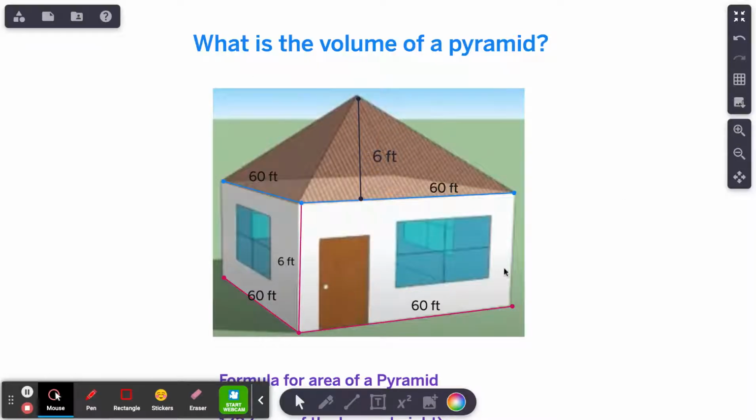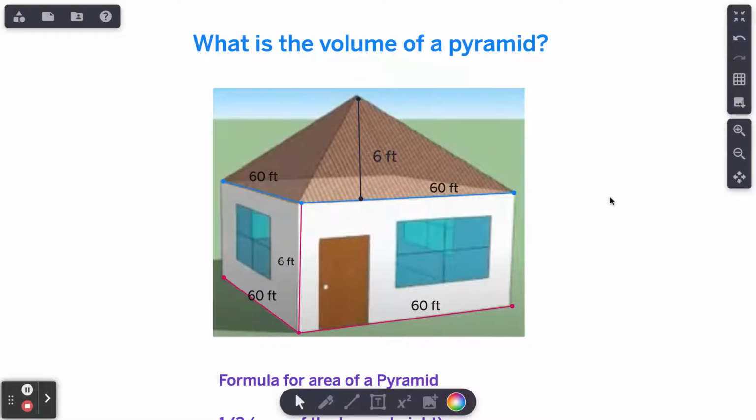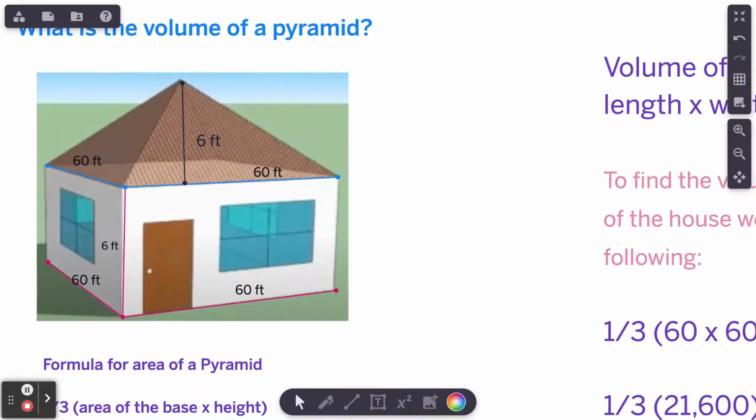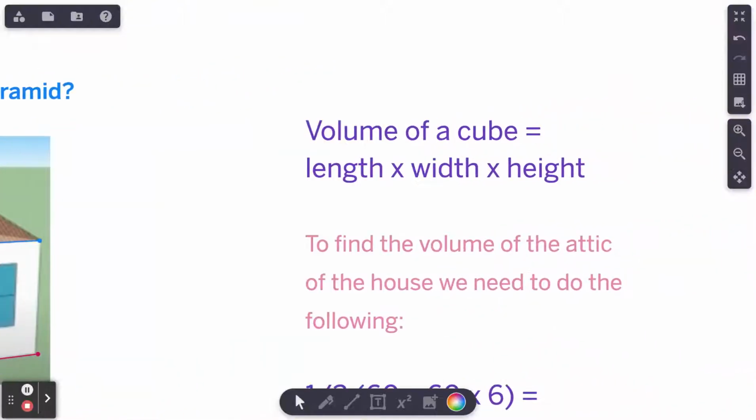All right, everyone. So today we're going to be looking at finding the volume of a pyramid. So I thought we could start with, what do we know about volume? We know that volume, for example, of a cube, is about finding the space inside, how much space is taken up inside of a shape. So for the volume of a cube, we know it's length times width times height.